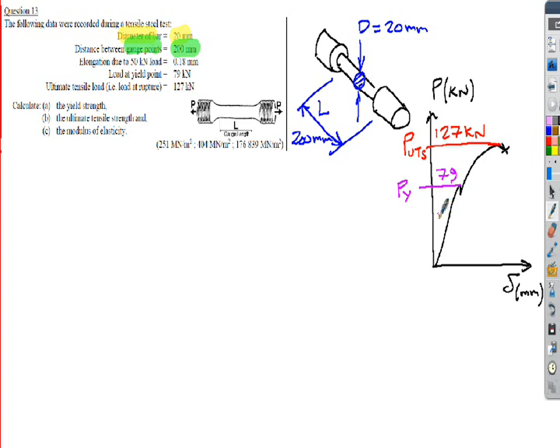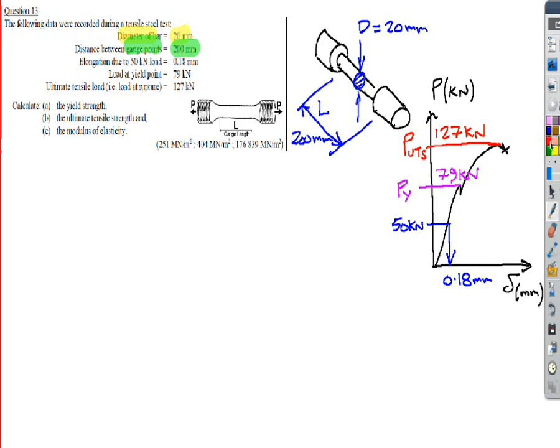Okay. And then we're given this elongation at the 50 kilonewton load. Well, if the 79 kilonewton load was the yield point when it yields, then the 50 kilonewton load obviously is lower than that. It'll be somewhere down here. So if I put 50 kilonewtons. So at this 50 kilonewton load, what we're given here in the question is an extension which is 0.18 millimeters. That's given in the question. And that will be a useful point. We'll need that in a moment. So that's the information from the question given.